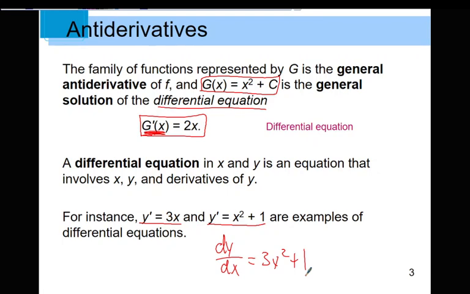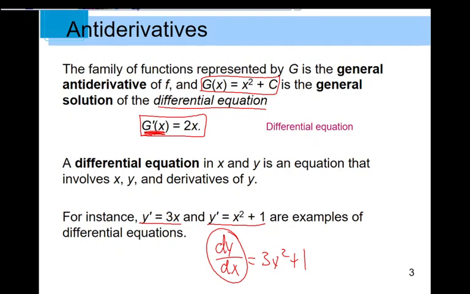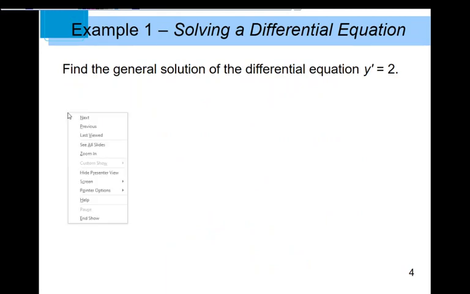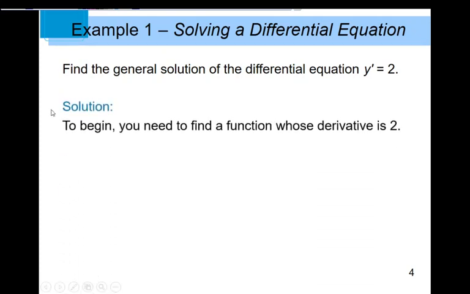That's why it always pains me when I see you guys take derivatives and leave off this part, because what you're doing is you're eliminating the differential equation part. You're finding the derivative, but you're not creating a differential equation. And that's why I got on you guys so much about doing that. Okay? All right. So, finding the general solution of a differential equation, y prime equals 2. We've been doing antiderivatives. Okay, so you need to find the functions whose derivative is 2.